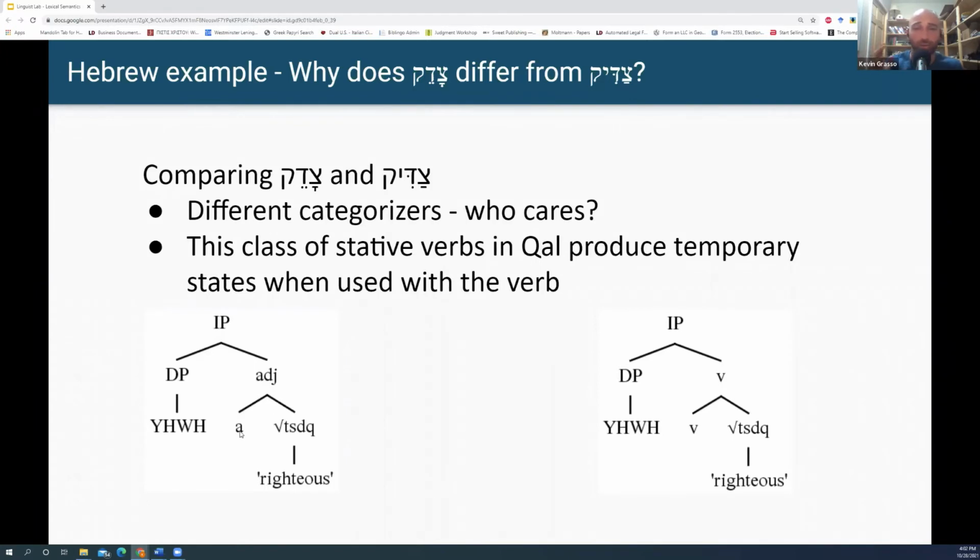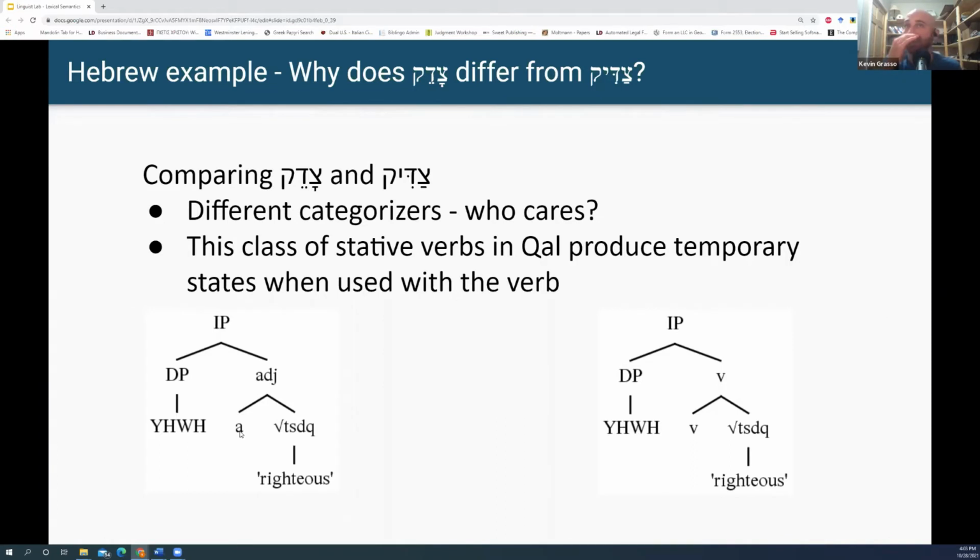But this is just a plug for reading more of the semantics literature in general. Hebrew is not that unique, or Greek. They're both not that unique. They're going to do a lot of the same things that other languages are going to do. This distinction holds across all languages, individual level predicates and stage level predicates. And it's very obvious. Saying something like, I'm hungry is different than saying, I'm honest. It's just a different kind of state. One is temporary, one is permanent.